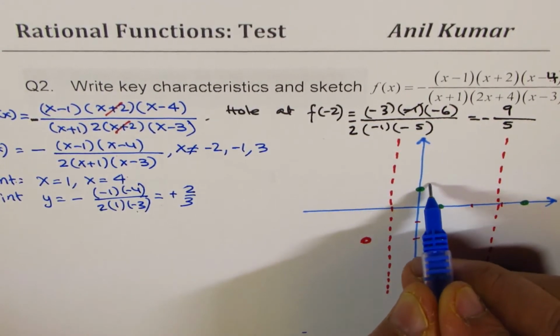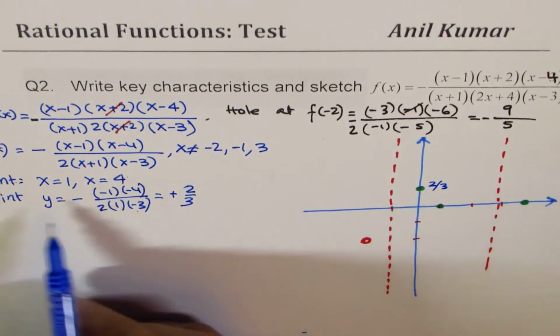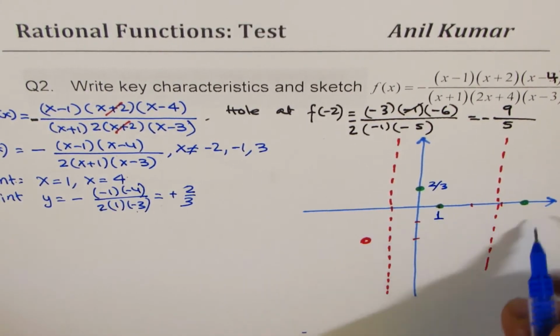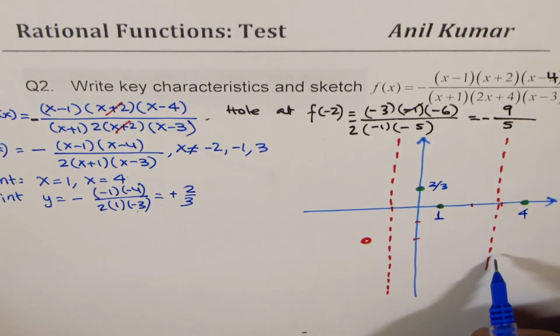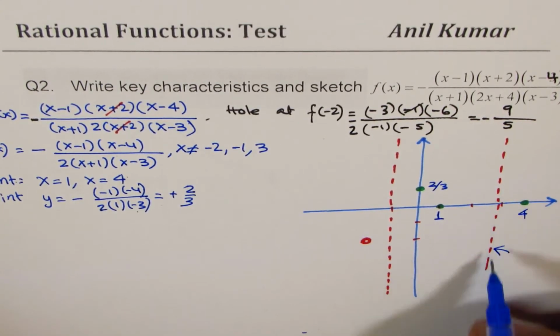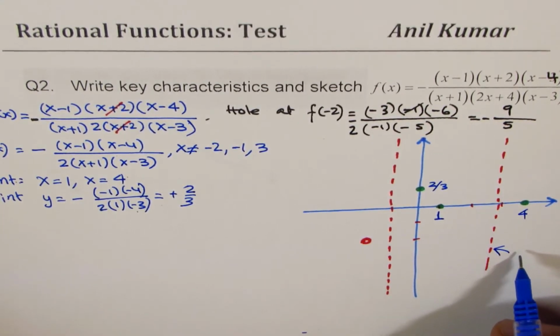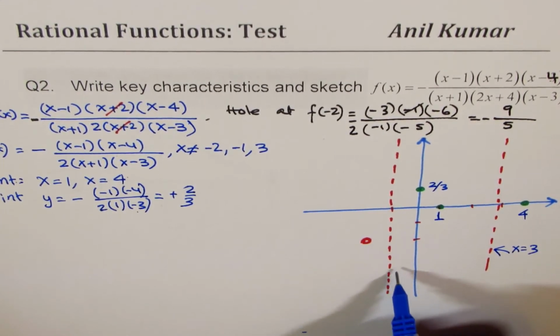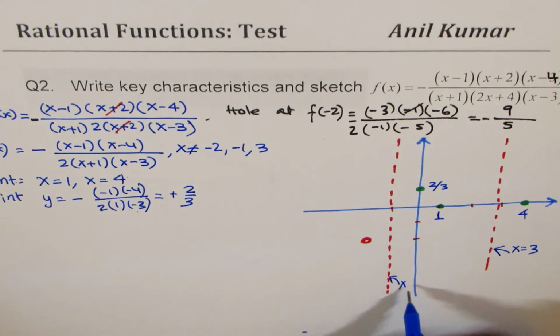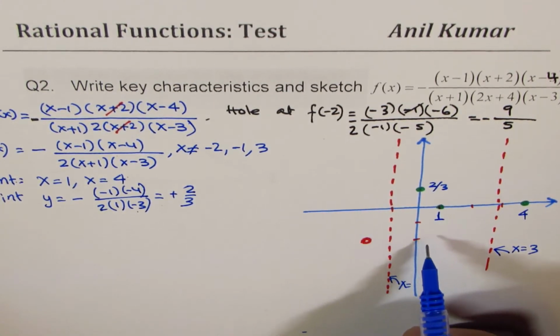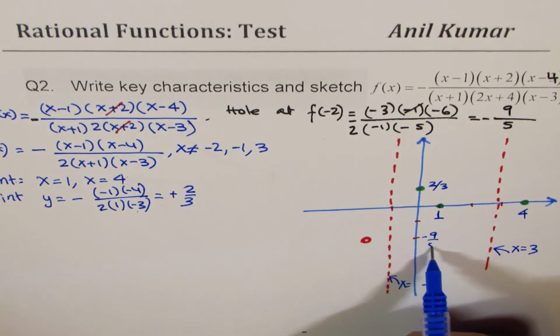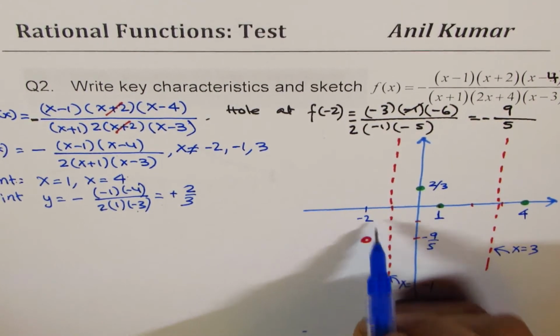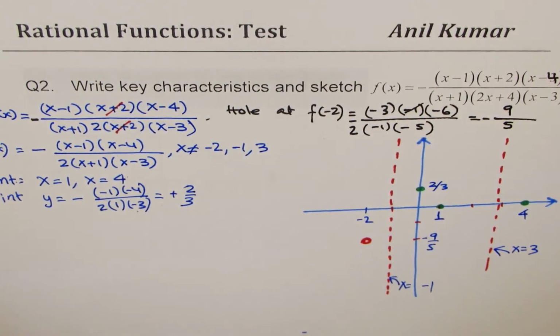Is it okay? So we get some points here. So let's call this 2 over 3, the y-intercept. The x values, 1 and 4. This is the curve, vertical asymptote, which is at x equals to 3. And this vertical asymptote is at x equals to minus 1, correct? And this hole, the value is minus 9 over 5. It is at minus 2, correct? So we got that much of information.